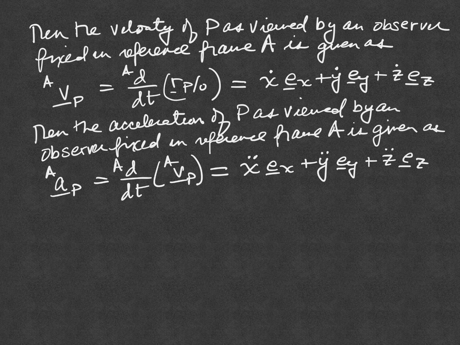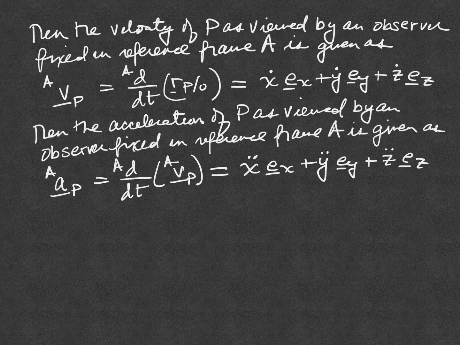Now you'll notice that because we only have one frame at this point, and point O is fixed in that frame, the rates of change, first the velocity and then the second rate of change, the acceleration, are obtained simply by differentiating the components of the vector.